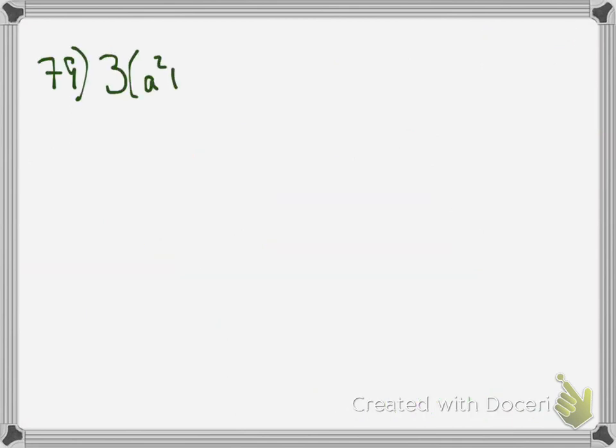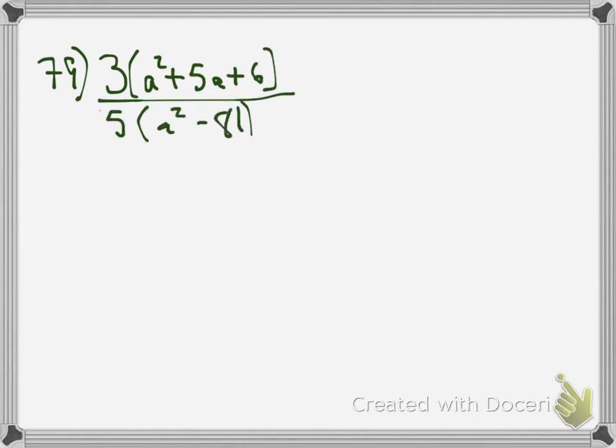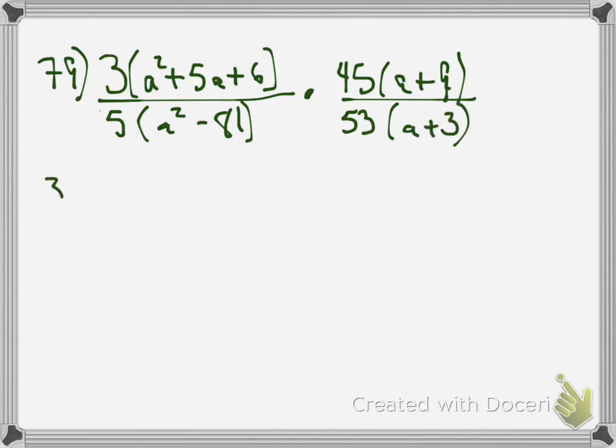Alright, number 79. Okay, same thing. I'm going to let it play through. Just remember that when you divide, you actually multiply by the reciprocal. So I'm going to flip the 45a9, put it on top, and the 53a plus 3 on the bottom. And now I need to factor. A plus plus is a plus plus. Two numbers that multiply to give me 6 and add up to 5 are 3 and 2.